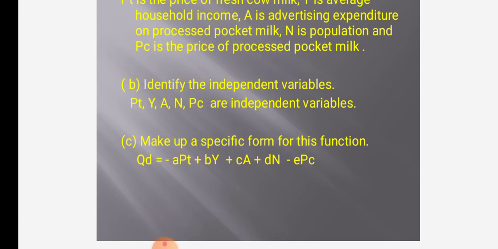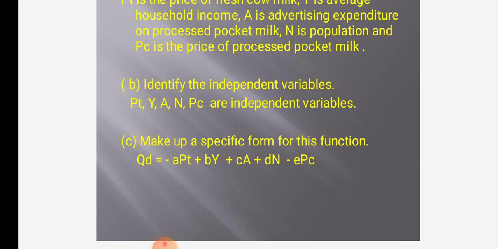Next, you need to identify the independent variables. Independent variables are the variables which stay independent of the other variables. I have already told you that everything on the right hand side are independent variables. What are the values on the right hand side? PT, Y, A, N, PC, all are independent variables. Now, which is the dependent variable? QT is the only dependent variable, because quantity demanded depends on all these factors.